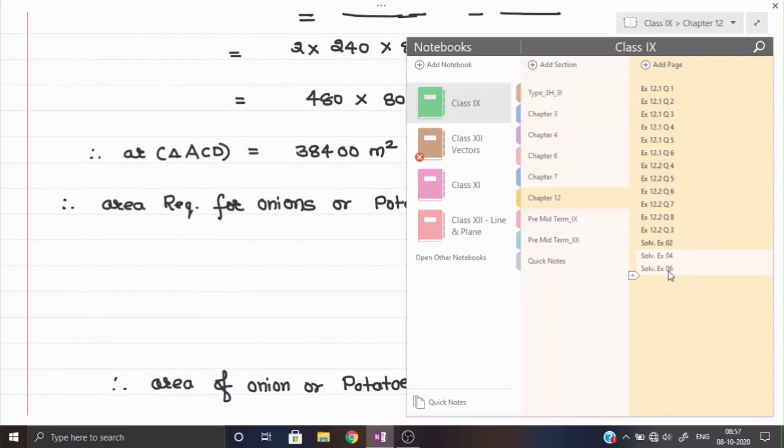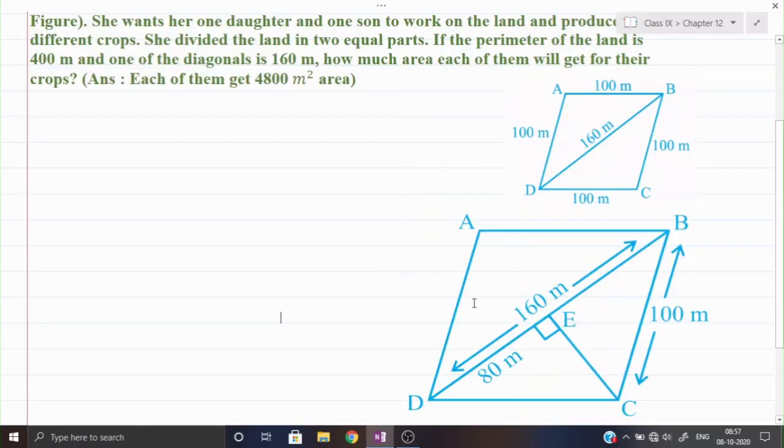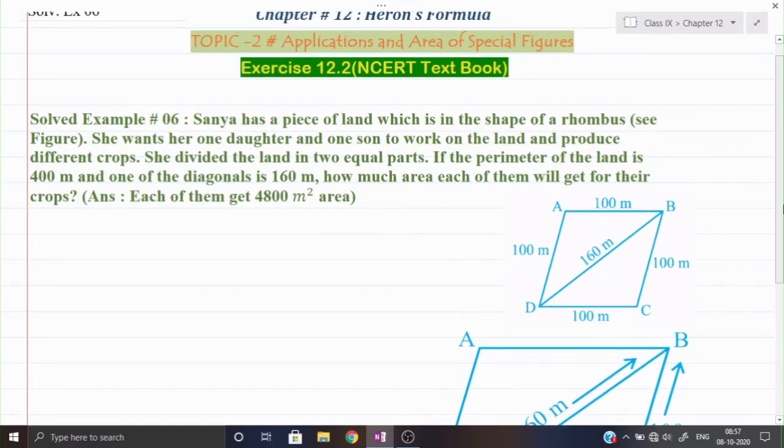Okay, let us see the solved example number 3rd, and this will be our last question of the chapter. So solved example number 6. See, in this solved example we have given that Sania has a piece of land which is in the shape of rhombus. The figure is given over there. She wants her one daughter and one son to work on the land and produce different crops. She divided the land into 2 equal parts. As you can see, the figure is there. If the perimeter of the land is 400 meter and one of the diagonals is 160 meter, how much area each of them will get for their crops?